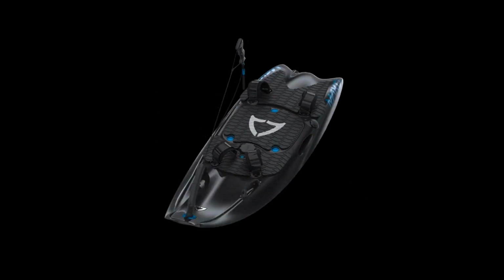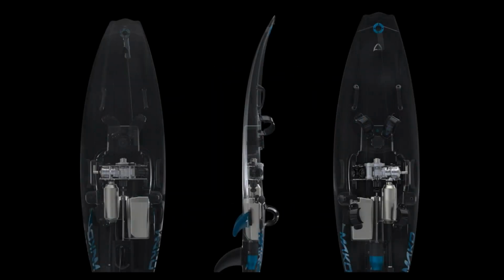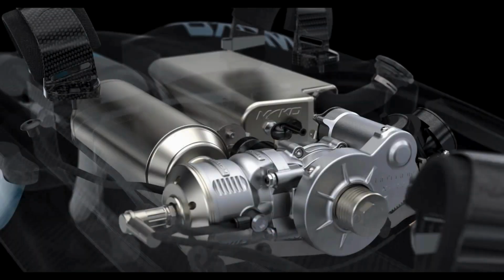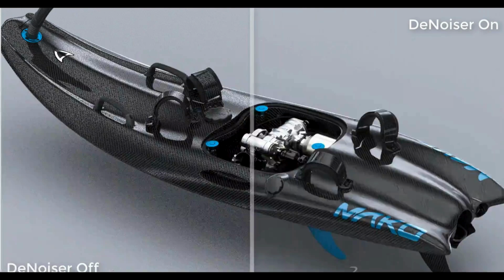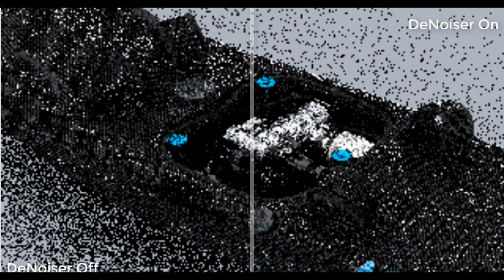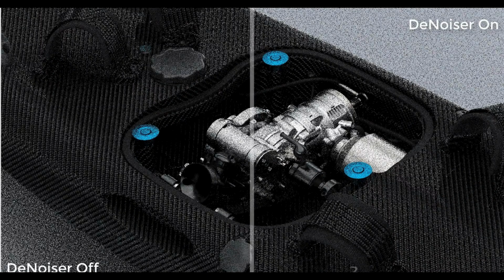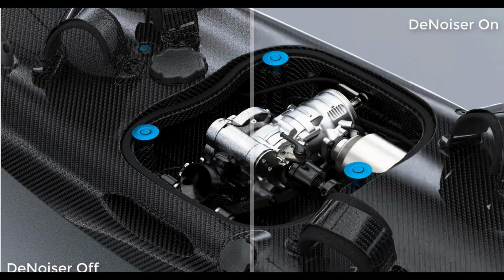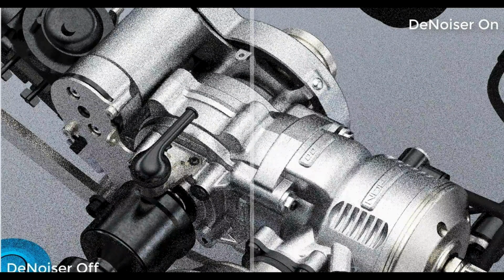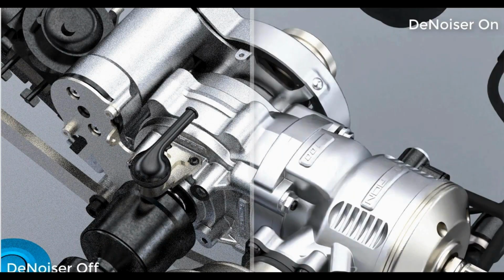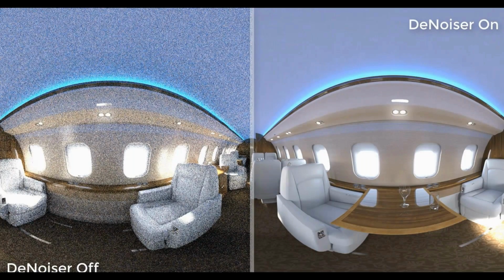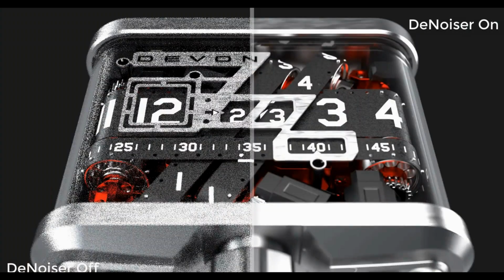You can see this model, how the renders happen. During the work, you can see the left side with the denoiser off and the right side with the denoiser on. You can see the drastic difference: within a fraction of a second, the noisiness gets reduced. This is the way you can bring your highly realistic images faster.